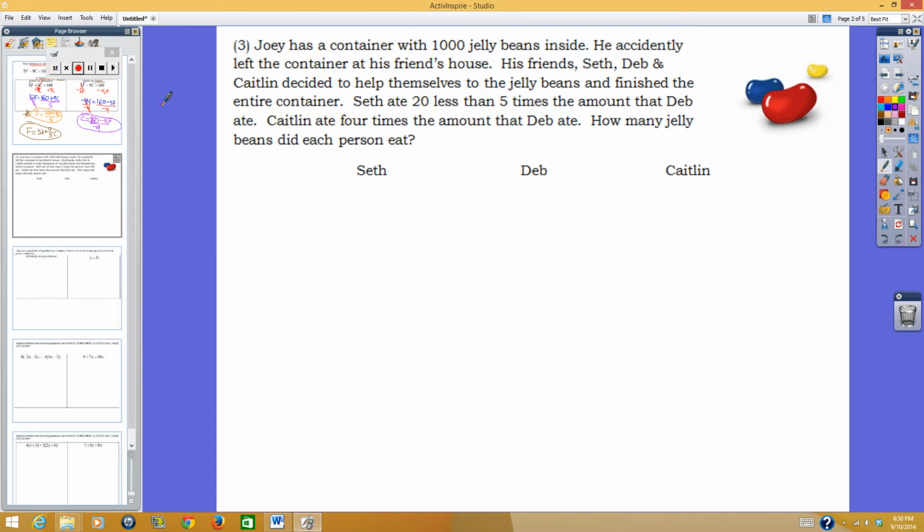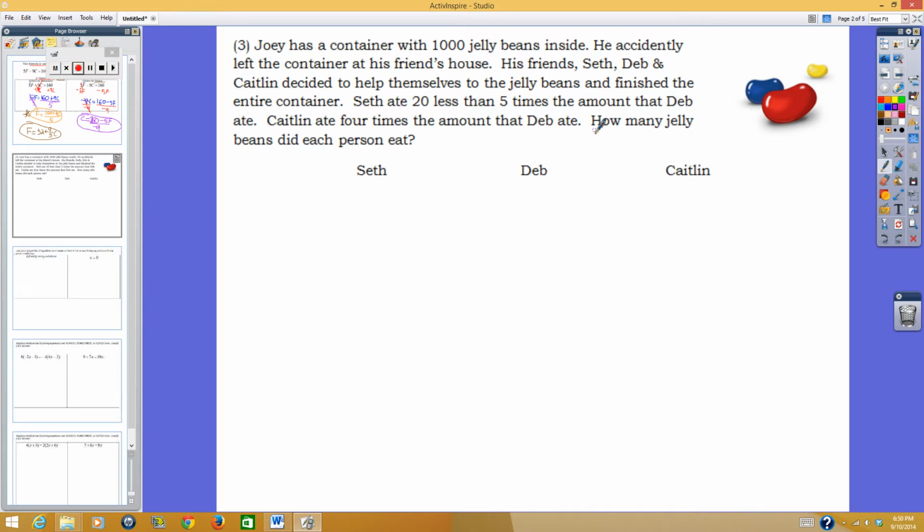Number 3 says, Joey has a container with 1,000 jelly beans inside. He accidentally left the container at his friend's house. His friends Seth, Deb, and Caitlin decided to help themselves to the jelly beans, thieves, and finished the entire container. Seth ate 20 less than 5 times the amount that Deb ate. Caitlin ate 4 times the amount that Deb ate. How many jelly beans did each person eat?